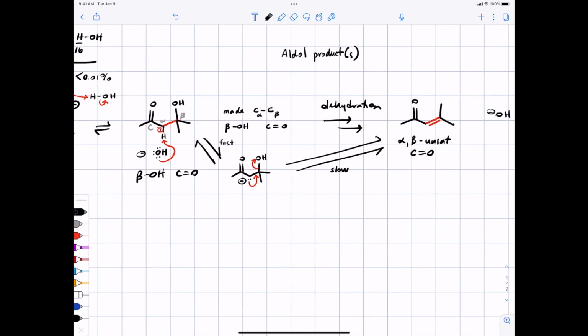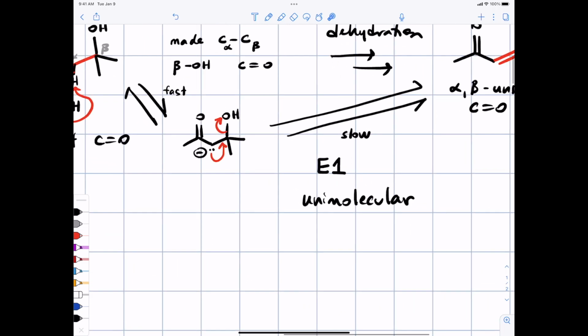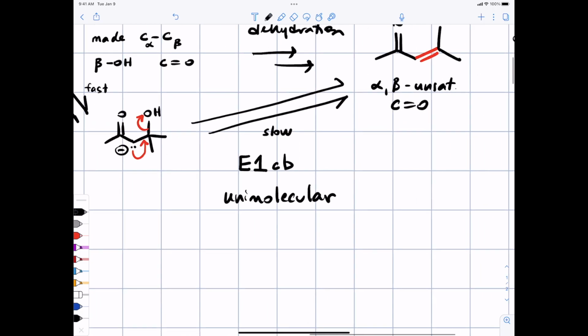This reaction mechanism, where it's the second step that's slow, is technically an E1 type elimination reaction because it is unimolecular, but it's a special kind of E1 reaction. Unimolecular means the concentration of base doesn't matter, only the concentration of your starting material. But you do have to deprotonate first, and so this is often called an E1CB reaction, where CB is for conjugate base.